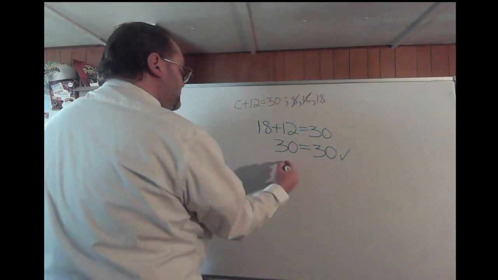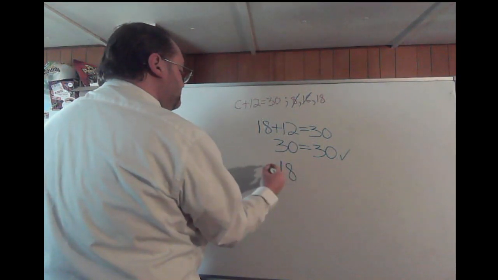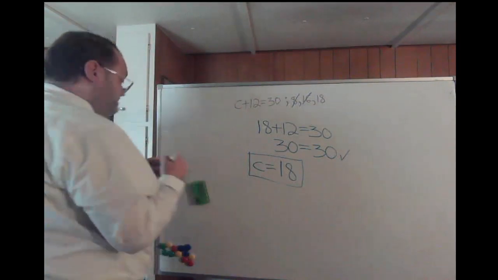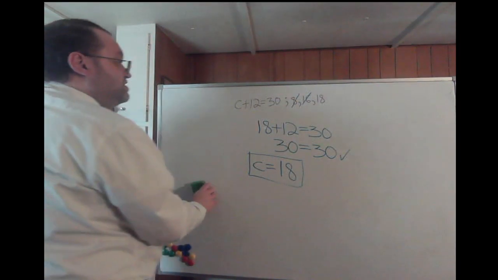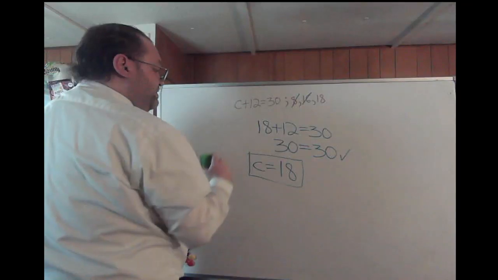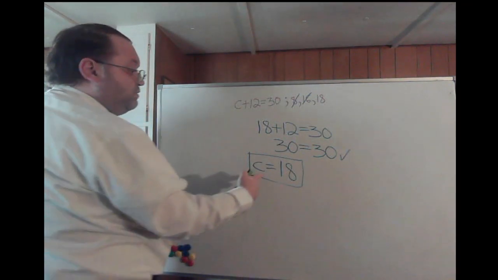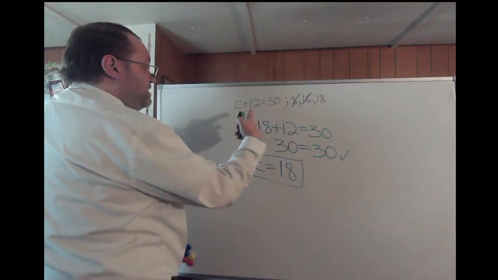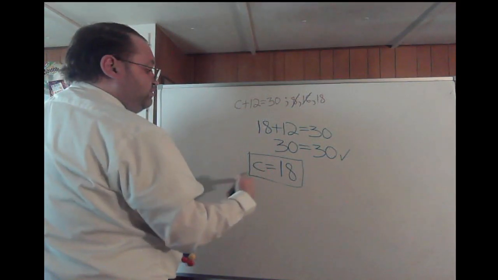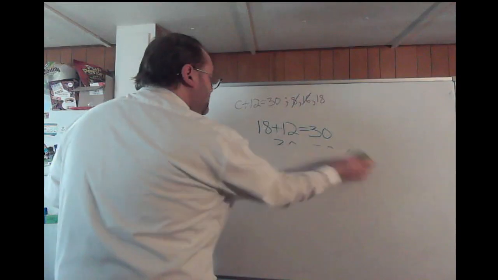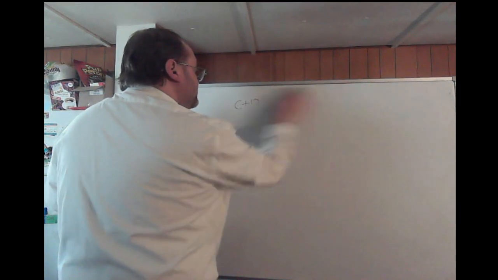So it looks like C does in fact equal 18. That would be your solution. So it's a matter of picking from the values they give you, substituting it in for the variable, and figuring out which one makes the left side equal to the right hand side. C equals 18. So that one was pretty simple.